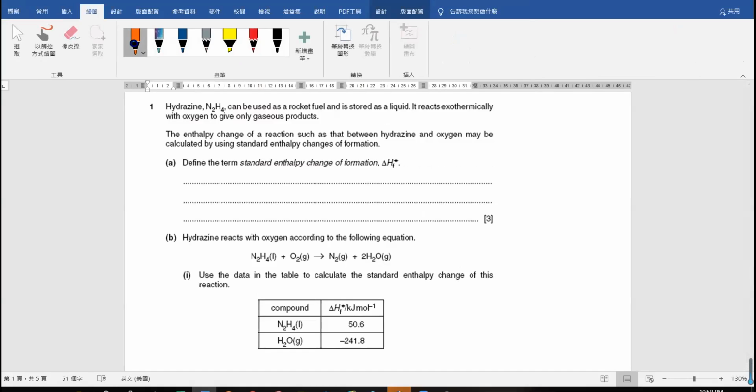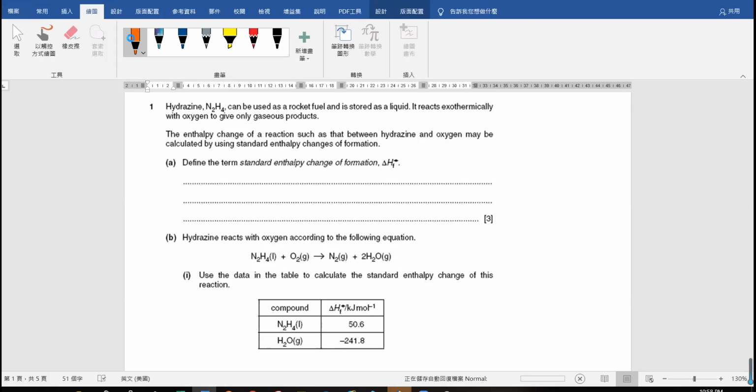Okay, hydrazine. Hydrazine, as I told you, we already learned a very important hydrazine in our syllabus. That is 2,4-dinitrophenylhydrazine, which is used to test for presence of carbonyl compound, right? So hydrazine is basically N2H4, okay? Can be used as a rocket fuel and it is stored as a liquid. It reacts exothermically with oxygen to give only gaseous products, okay?